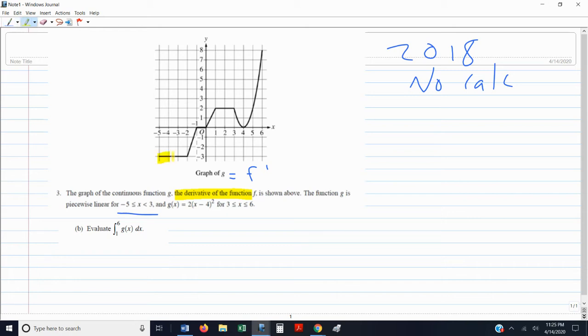So they are saying from -5 to 3, we have a function that's made up of linear line segments. And then from 3 to 6, the function switches over and is parabolic, and that equation is given. Part B asks us to evaluate the area under the curve from 1 to 6, or the area between the curve and the x-axis from 1 to 6 of the g function. If we look at that area from 1 to 6, we would be starting here and stopping here.